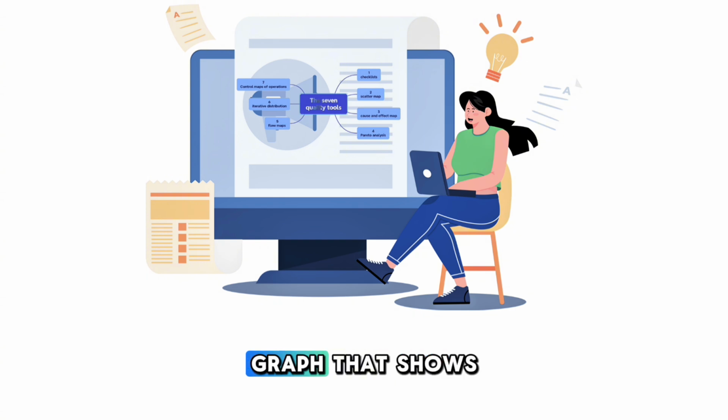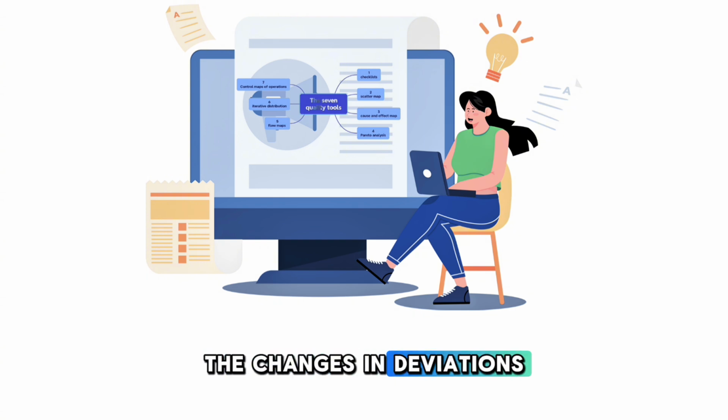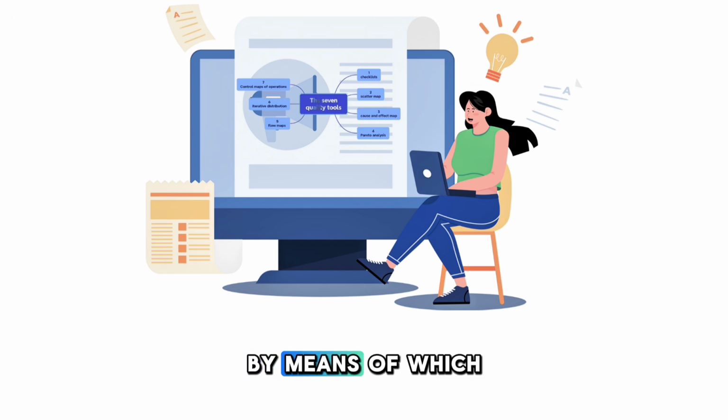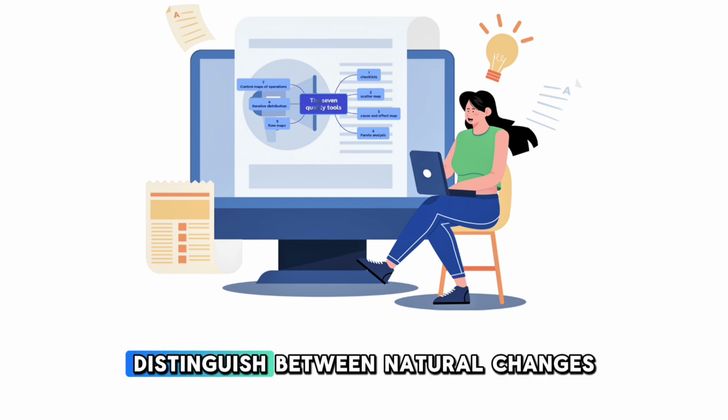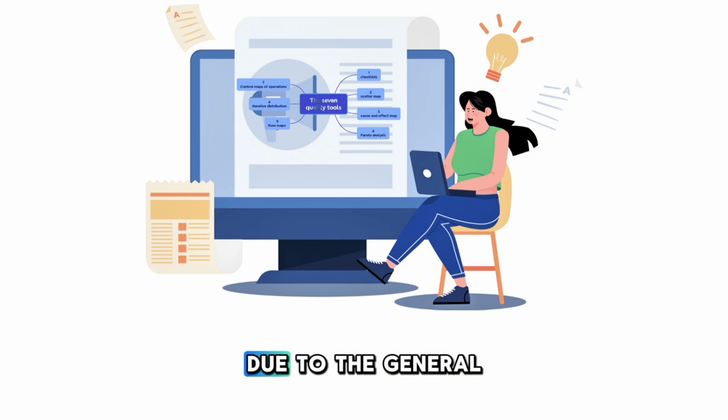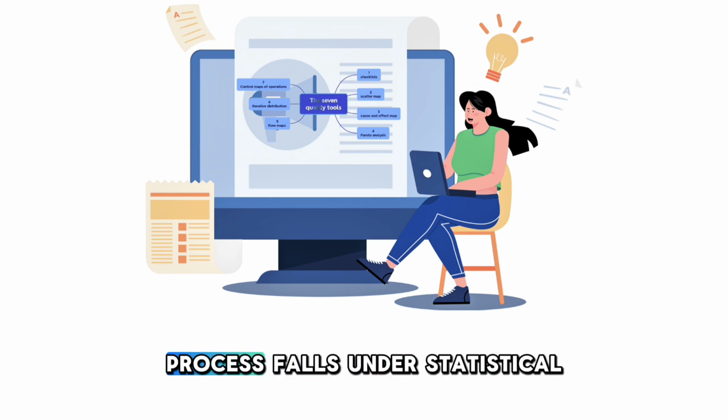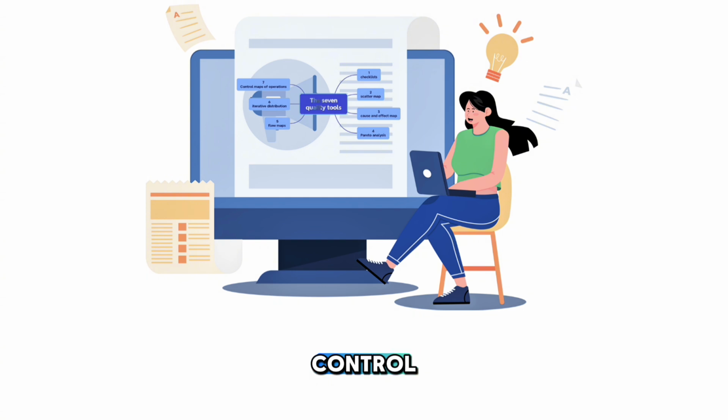The map is a graph that shows the changes and deviations that occur in the quality characteristics over time, by means of which it is possible to distinguish between natural changes due to the general causes inherent in the process and changes due to specific causes. It can also be determined whether the process falls under statistical control or is outside of it, that is, it proceeds under other factors that negatively affect the quality of the product or service provided to the customer.